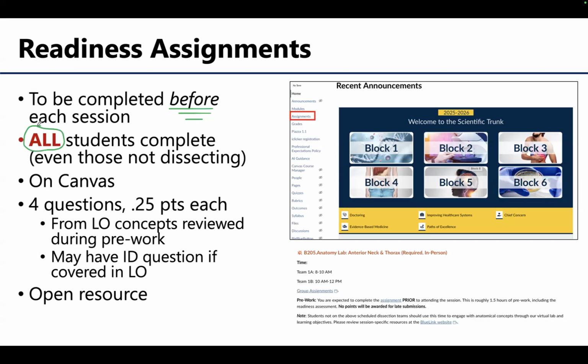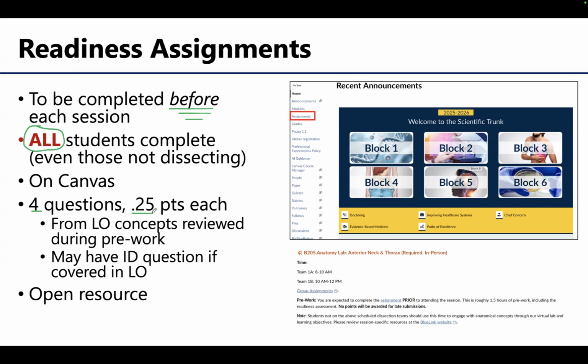Now, these are only worth 1 point, but they're relatively easy points, and you would not want to miss out on those kinds of points. There will be 4 questions for each assignment, and each question will be worth 0.25 points, or a quarter of a point each. And these are not participation points. You must get them correct to earn the point.